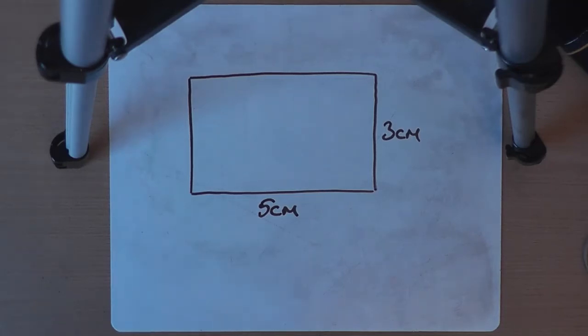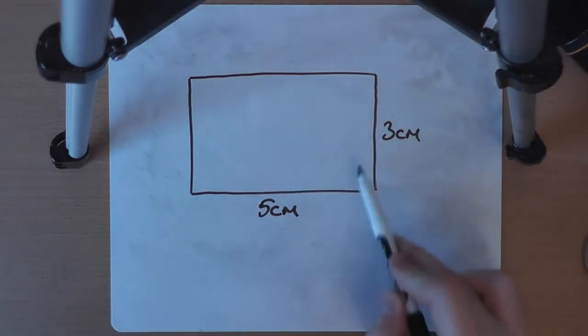Here is a rectangle 5 centimeters across by 3 centimeters in height. Now we've already seen how we can work out the perimeter of a shape. The perimeter gives us the distance around the outside of the shape. There is another useful quantity that we can work out. We can also work out the amount of space inside the shape, this bit here.